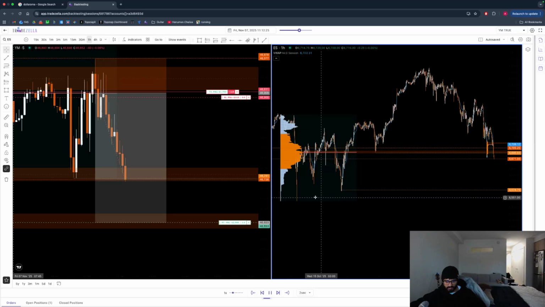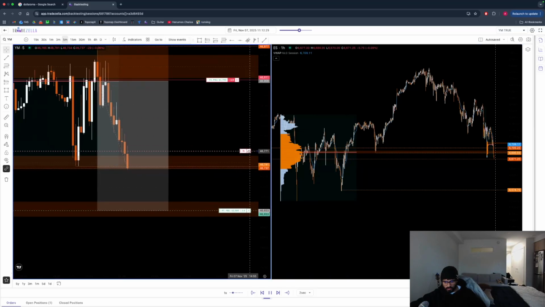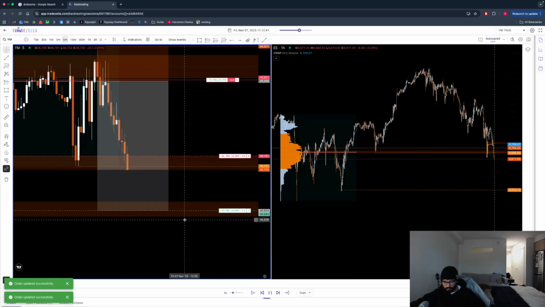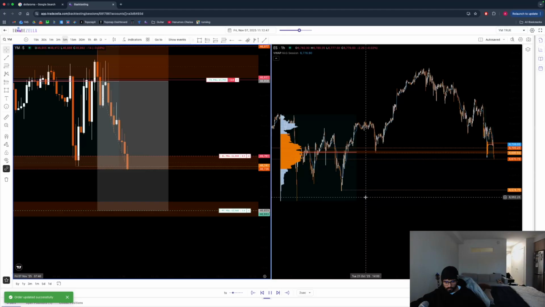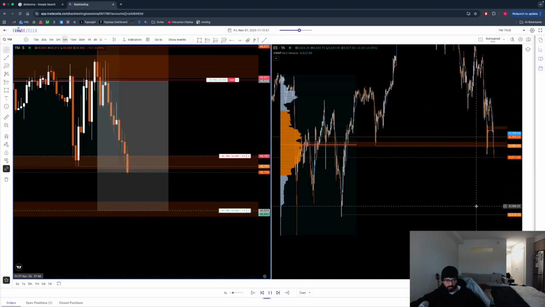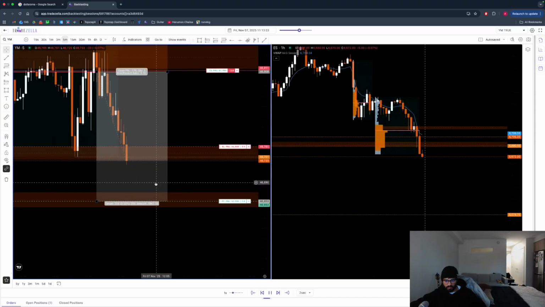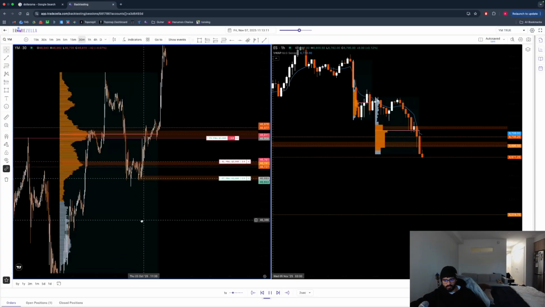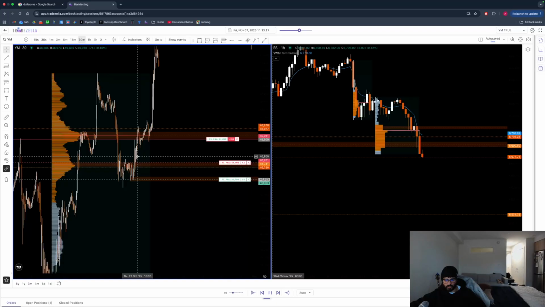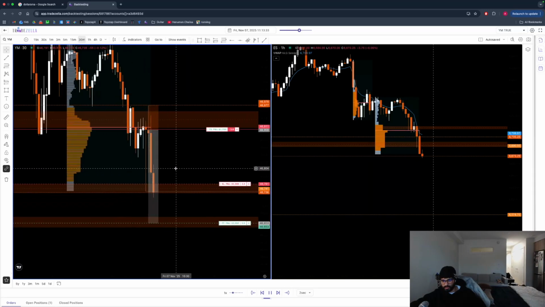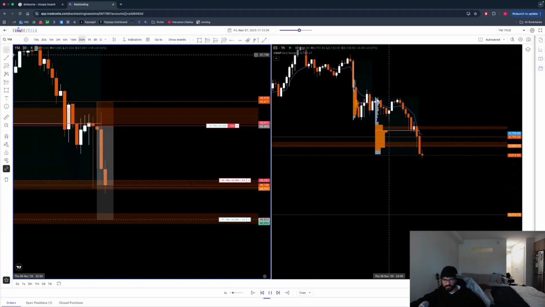There's this target. I'm going to trail pretty aggressively here. ES could just dump, could continue dumping. But also, because this was a high volume node prior, it's a logical point for us to reverse. It's very logical for us to reverse here. I don't want to hold on for that reversal, and we've displaced a decent amount, so I'm comfortable taking profits here.